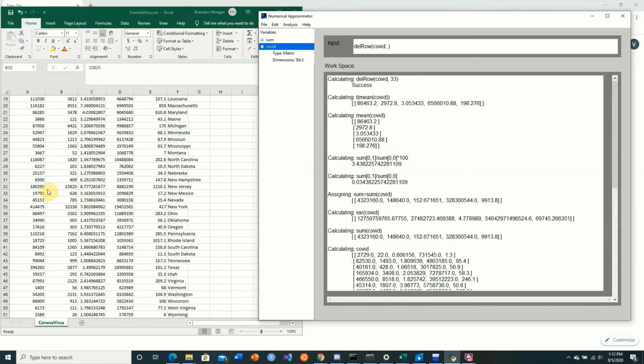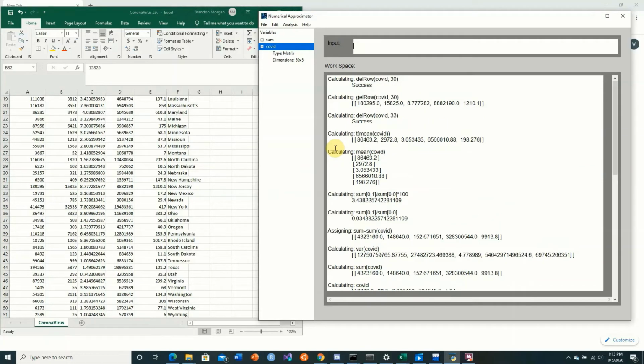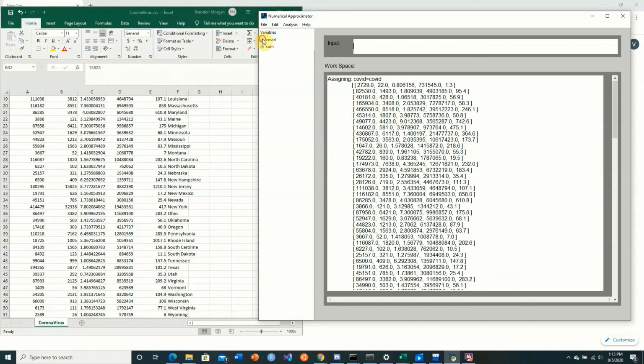If we were to delete New Jersey, which I think would be 30, just to make sure, let's get that row. Yes, that would be it. So if we were to delete the row, so now we store that back into our variable. It's now a 48 by 5 matrix.